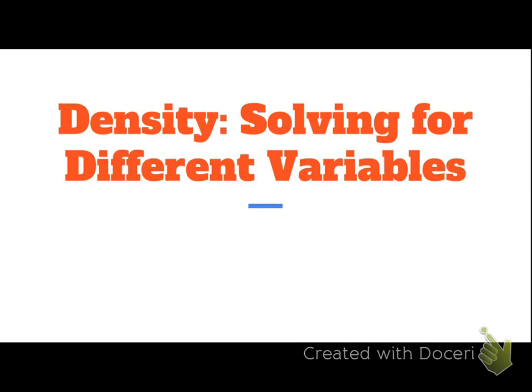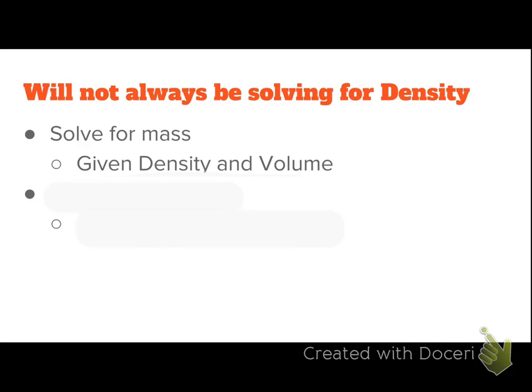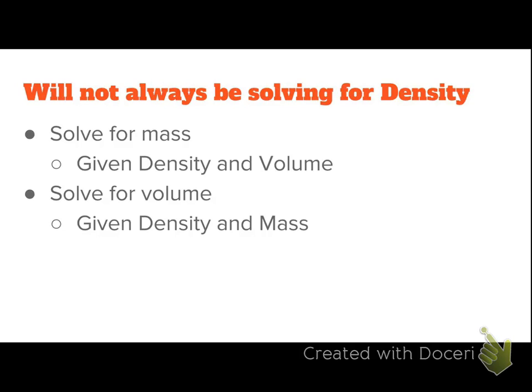In this lecture, we'll be looking at density problems, but we'll be solving for different variables. So we're not always going to be solving for density. We can be solving for mass, and in the situation of solving for mass, you'll be given both the density and the volume. You can also be asked to solve for the volume. In this situation, you will be given both the density and the mass. So we'll look at an example problem of each of these types right now.